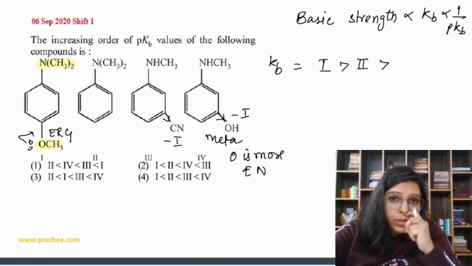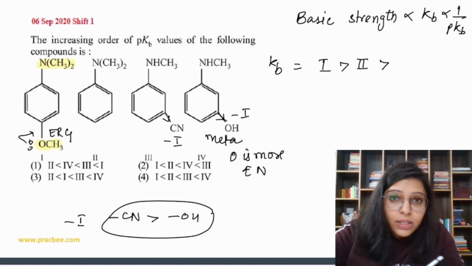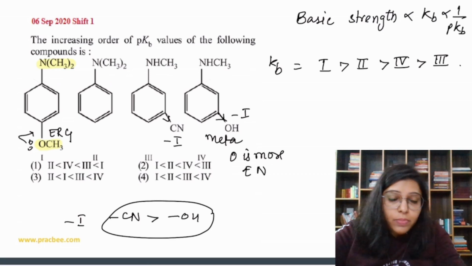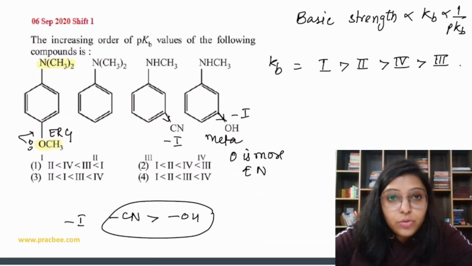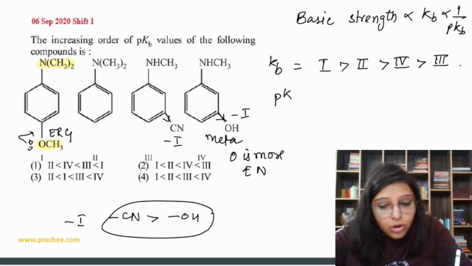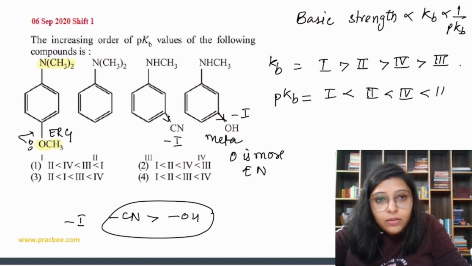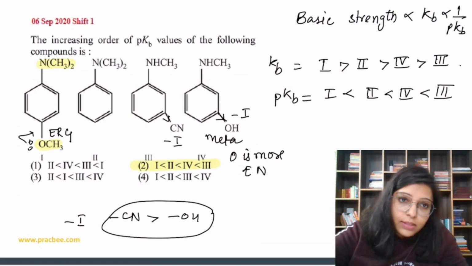Now for the third and fourth we have to check the minus I effect. So the minus I effect of CN is more than OH. So it means the fourth is going to be more basic in comparison to the third one, right? Because basic strength is directly proportional to electron releasing group and inversely proportional to electron withdrawing group. So what is the order of pKb? pKb is going to be first the least, then second, then fourth, and then third. So as per this, option 2 is going to be the correct answer.